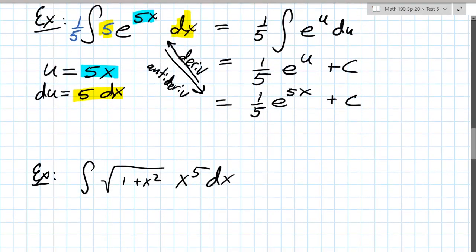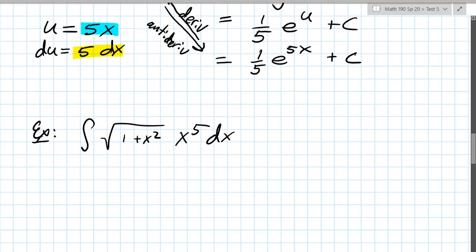Our next problem is going to work a little bit differently. This one is a problem where u substitution is helpful, but u substitution doesn't give us exactly what we're looking for. Notice the inside function is 1 plus x squared. So if we let u equal 1 plus x squared, du is 2x dx. And you'll notice that we don't have 2x dx. We have x to the 5th, and that is not the same as 2x.